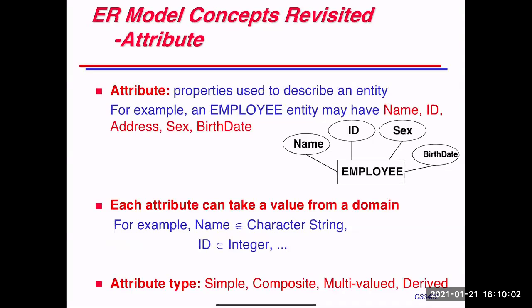And of course, entities have attributes. I won't go into too much detail here. Just keep in mind that attributes usually have a domain associated with them. So for example, if you look at the name attribute, then it usually will be some character string, or an ID could be an integer, and so on.